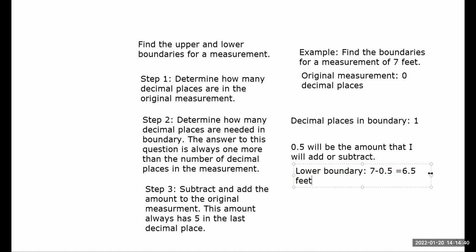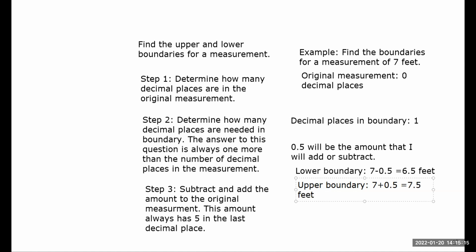Okay. Then we go and we do the upper boundary. So the upper boundary will be your original measurement plus 0.5. So this is going to be equal to 7.5 feet.